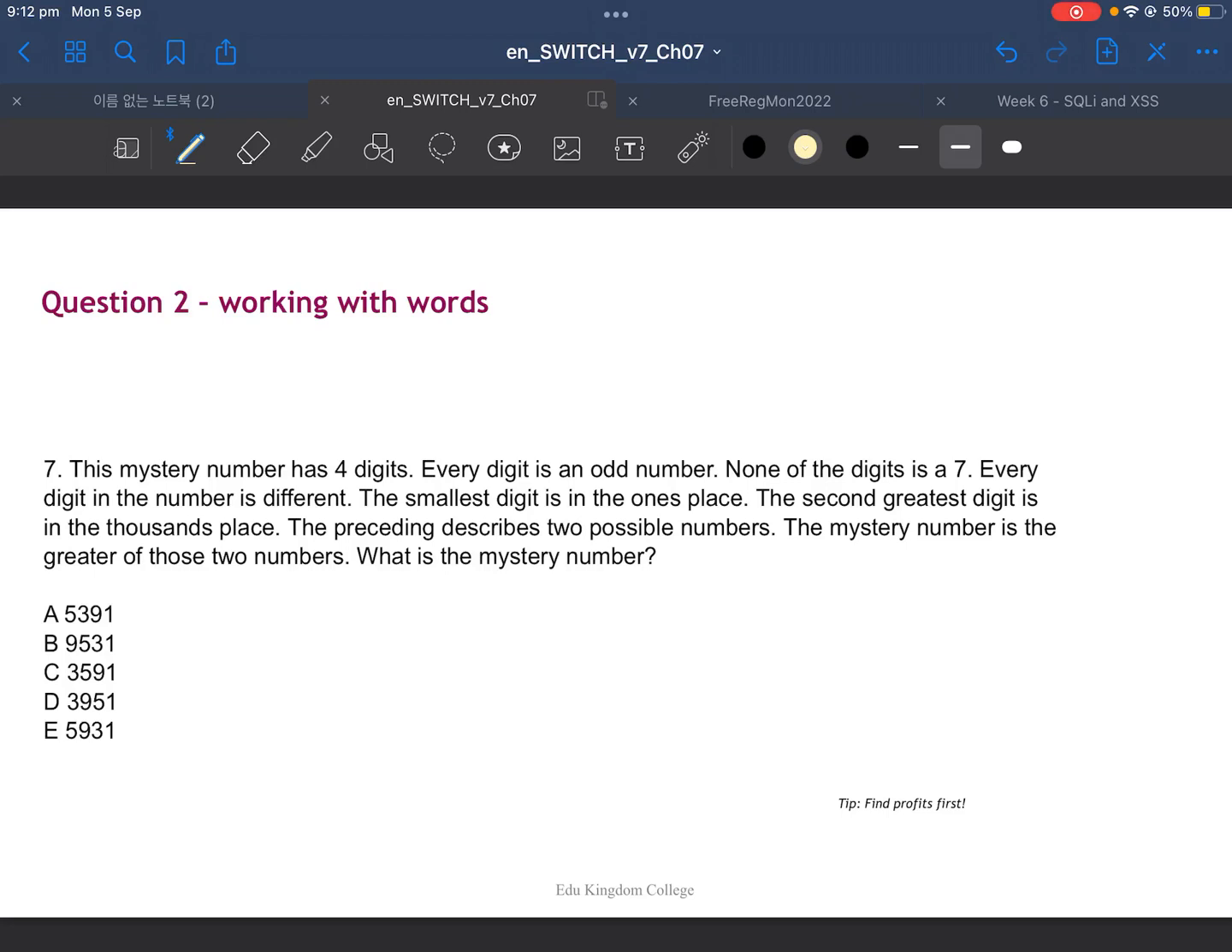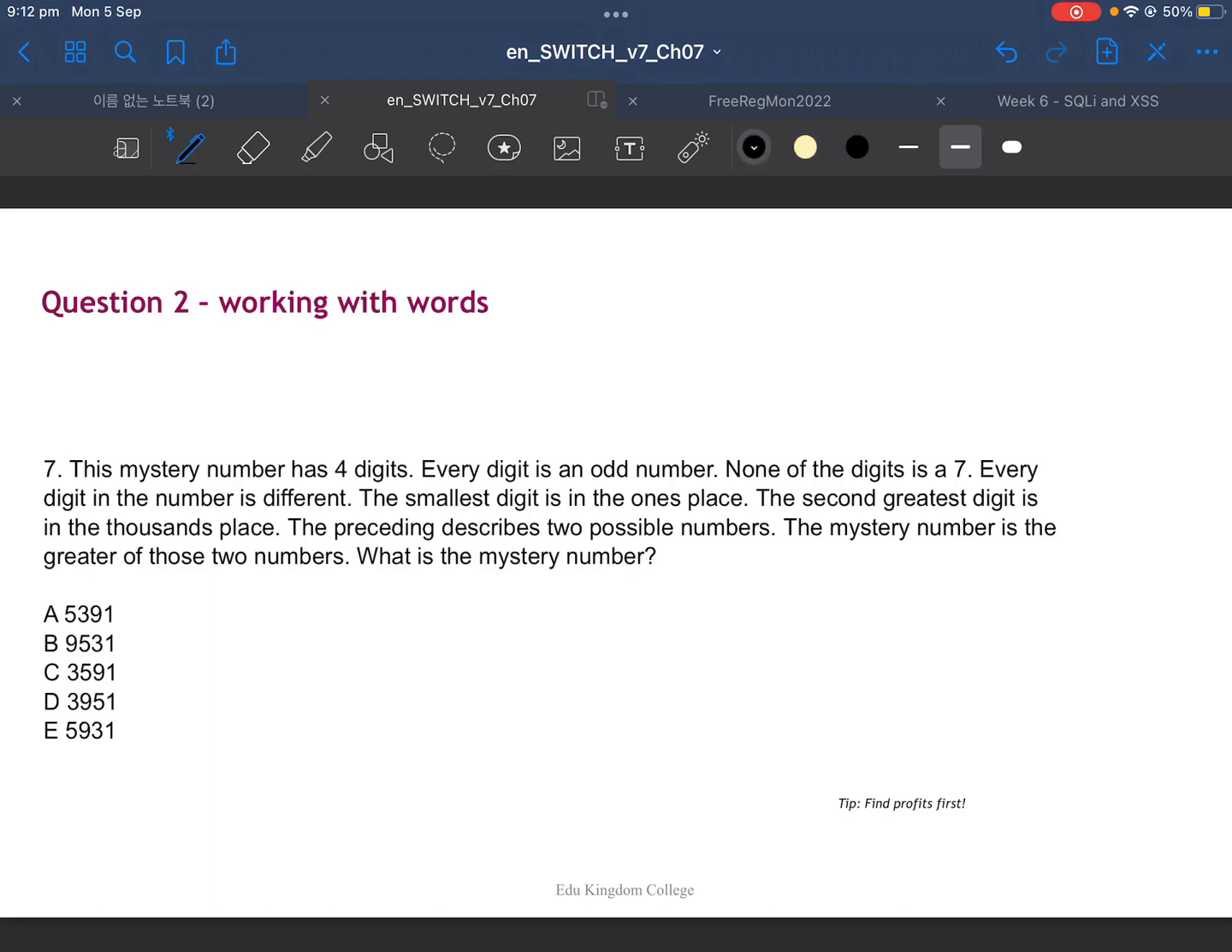Okay. The smallest digit is in the ones place. The second greatest digit is in the thousands place. The preceding describes 2 possible numbers. The mystery number is the greater of those 2 numbers. What is the mystery number?